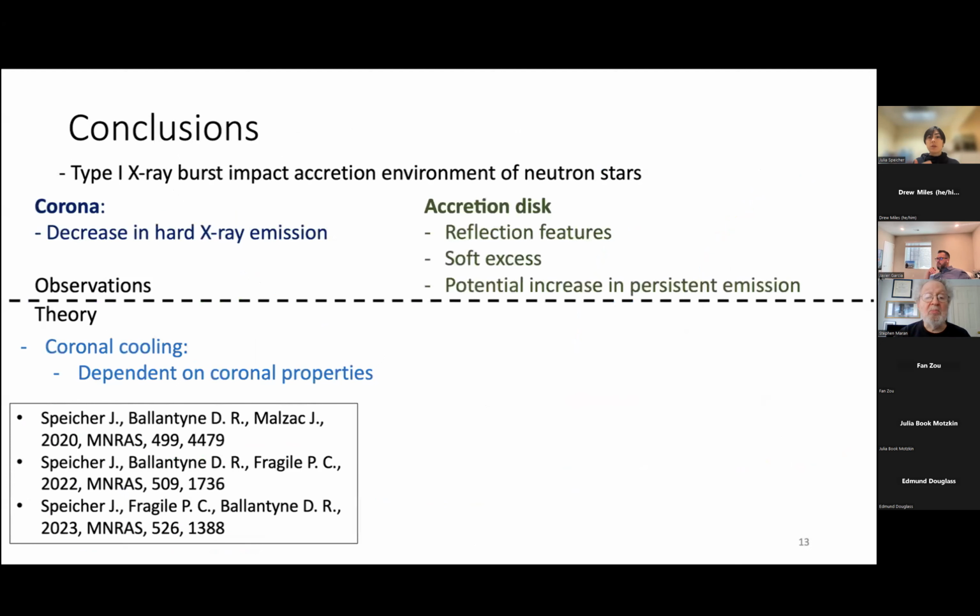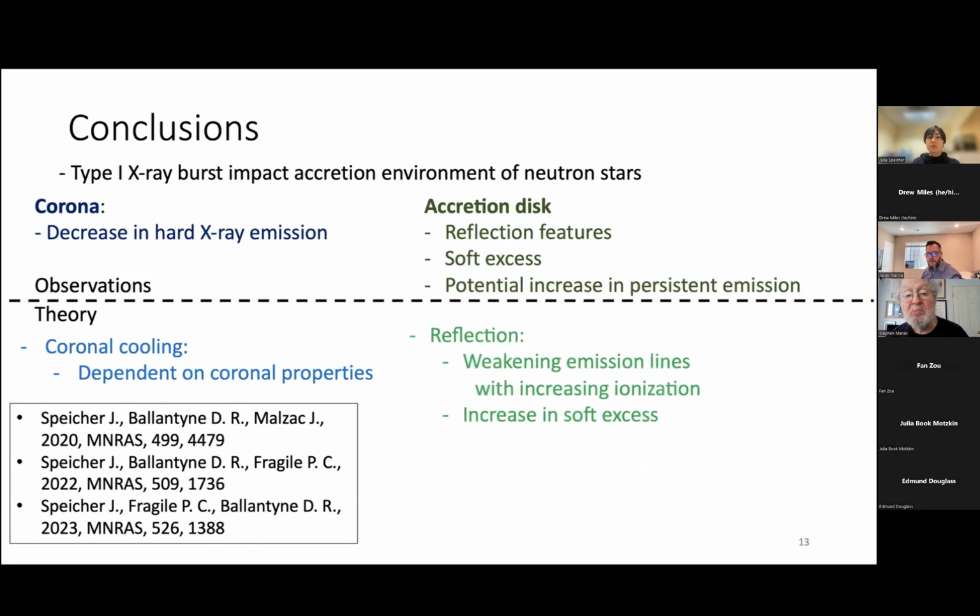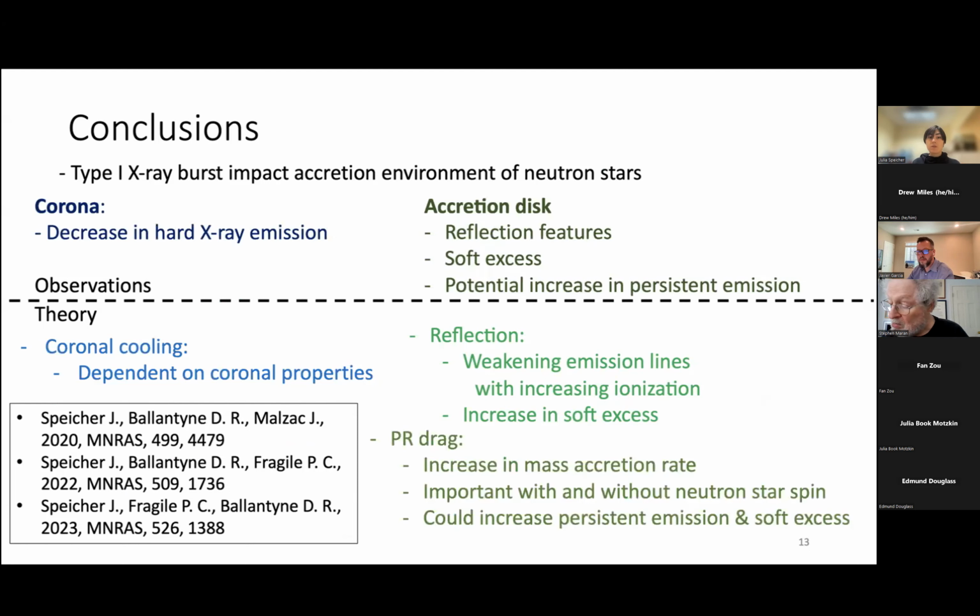Regarding the accretion disk, people have observed reflection features, a soft axis, and a potential increase in the persistent emission during reburst. In our work, we found that as the burst gets stronger, the accretion disk gets increasingly ionized, which weakens the emission lines, and that the reflection is capable of reducing a strong soft axis. Regarding Poynting-Robertson drag, it will increase the mass accretion rate and will be important with and without the presence of neutron star spin. Therefore, it remains a viable explanation for the potential increase in persistent emission and the soft axis. Yeah, thank you.